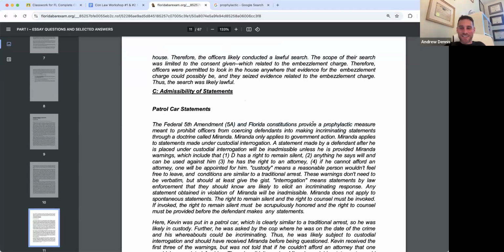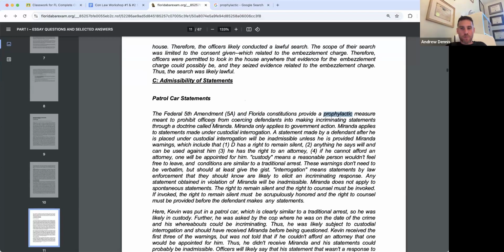All right. The Florida Constitution provides a prophylactic, that's the word of the day, measure meant to prohibit officers from coercing defendants into making incriminating statements through a doctrine called Miranda. Let's get it. Miranda only applies to government action. Miranda applies to statements made under custodial interrogation. I told you those are keywords. A statement made by a defendant after he is placed under custodial interrogation will be inadmissible unless he has been provided Miranda warnings, which include that the defendant has a right to remain silent, anything he says can and will be used against him, and he has a right to an attorney. If he cannot afford an attorney, one will be appointed for him.